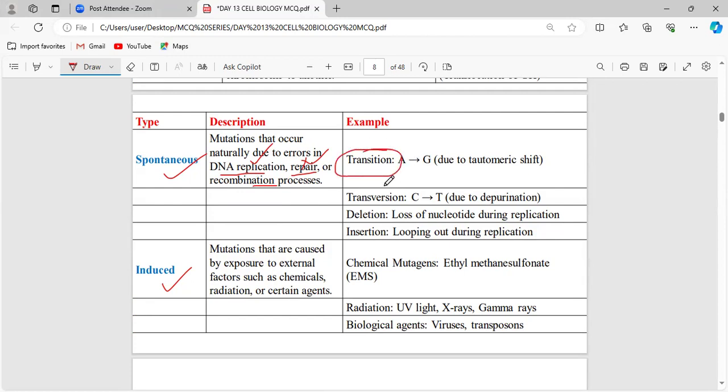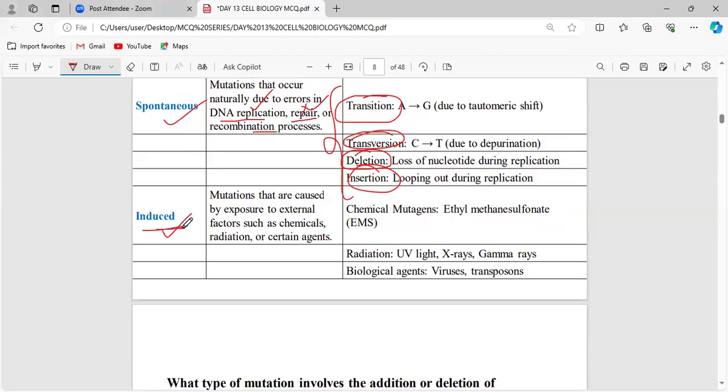Here, transition, transversion, deletion, insertion: all types of mutation can be seen in case of spontaneous mutation. In induced mutation, the mutation has to be induced by external factors like chemicals, UV rays, that is radiation, and certain carcinogenic agents, that is cancer causing agents. Only if these agents induce the mutation can we call it an induced mutation.